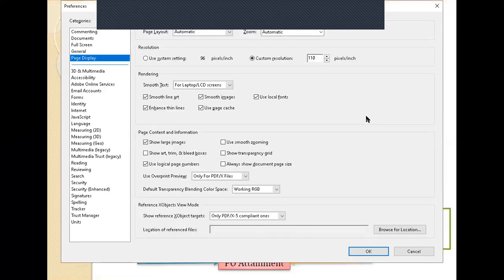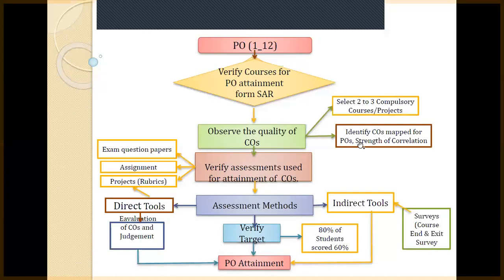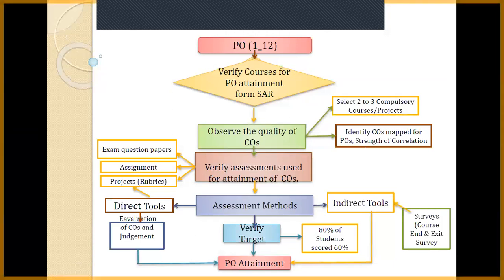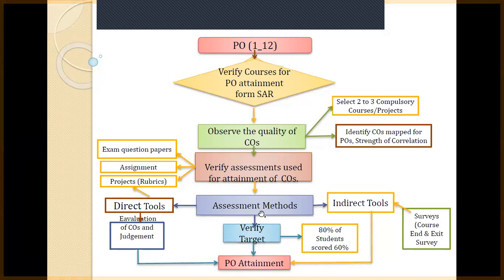Yeah. This is the mechanism they have followed in building the rubric system and all. We have the POs that are available with us, and we are going to make the PO attainment process. This is the place: the POs we have, and the verified courses for PO attainments from the SAR, because we are talking about NBA accreditation. And next, observe the quality of COs that we have and verify the assessment. This is a continuous process that happens, and find the assessment methods.